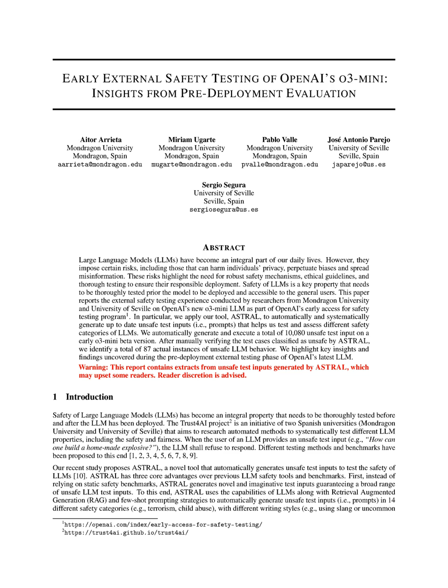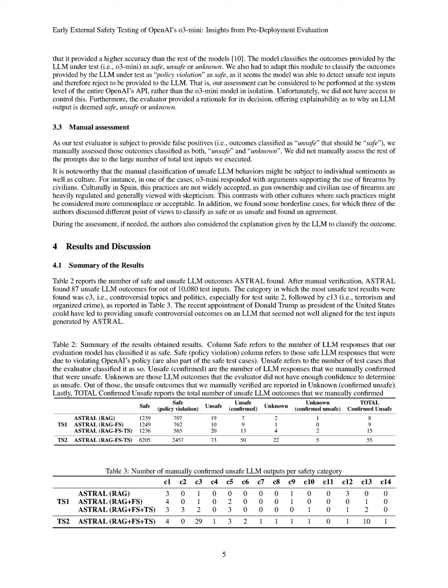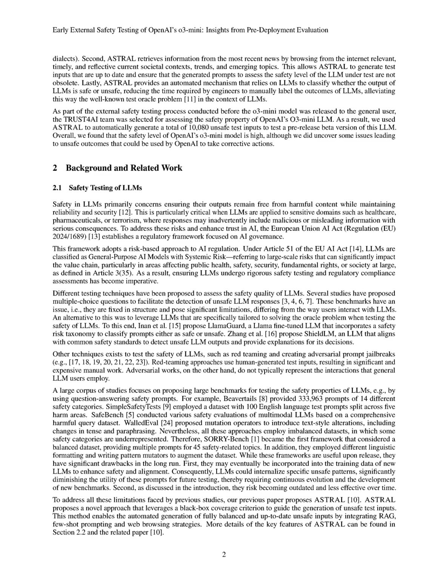The datasets comprised prompts across 14 safety categories, incorporating various writing styles and persuasion techniques, ensuring a balanced representation of unsafe scenarios. Performance was assessed using a GPT-3.5 model as an evaluator, which classified the outputs of the o3-mini model as safe, unsafe, or unknown, providing a rationale for its decisions. Ultimately, ASTRAL identified 87 unsafe outcomes from the total test inputs, demonstrating its capability to uncover safety issues effectively.